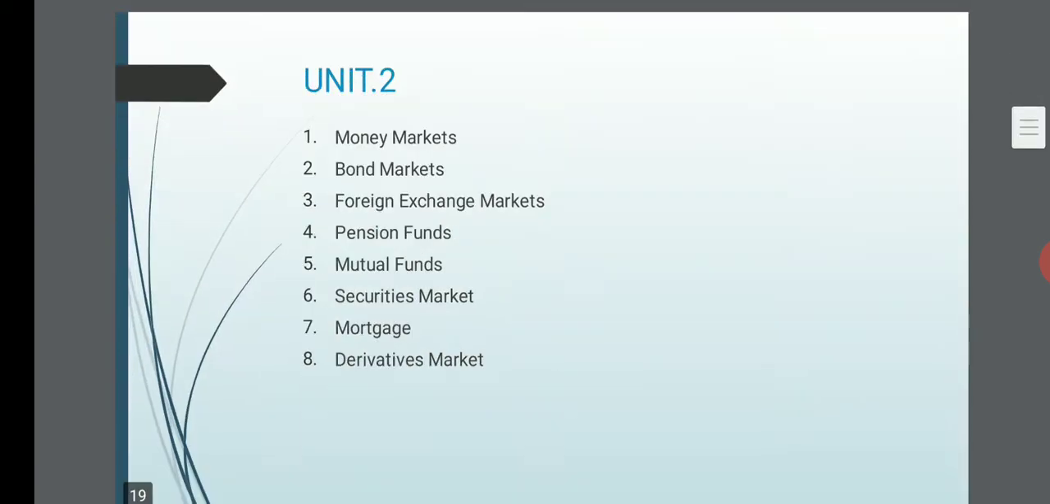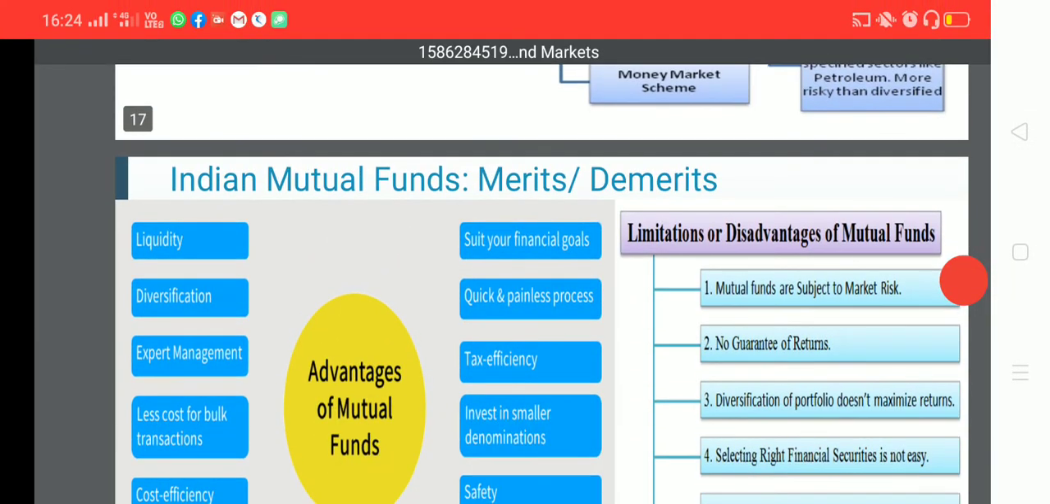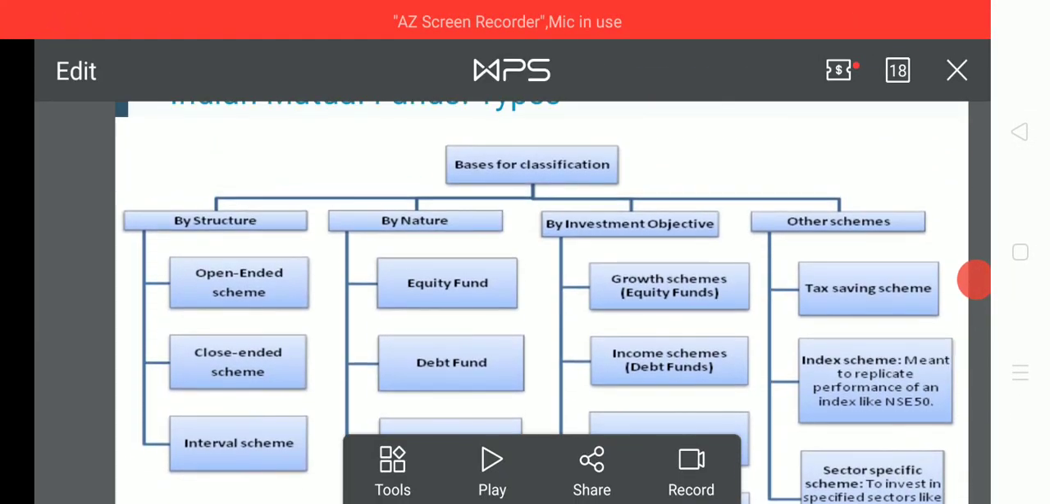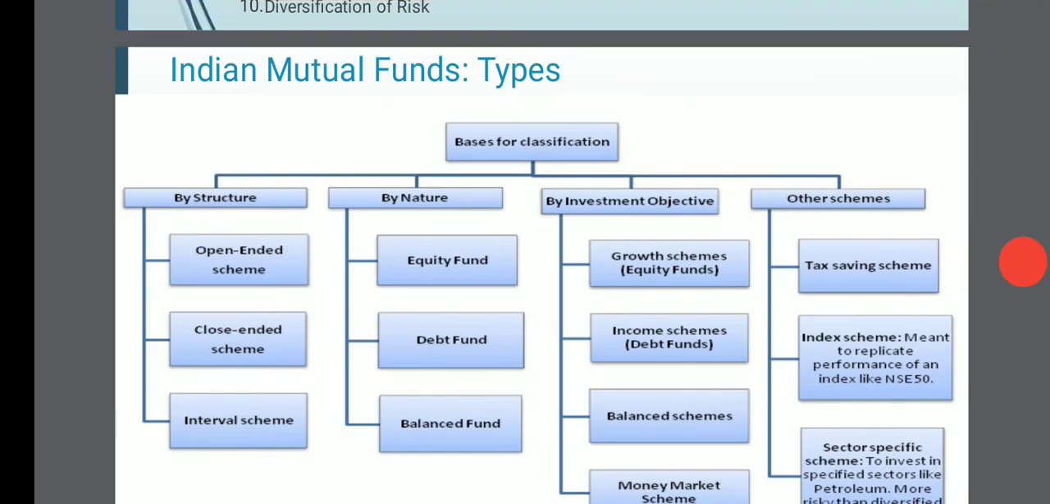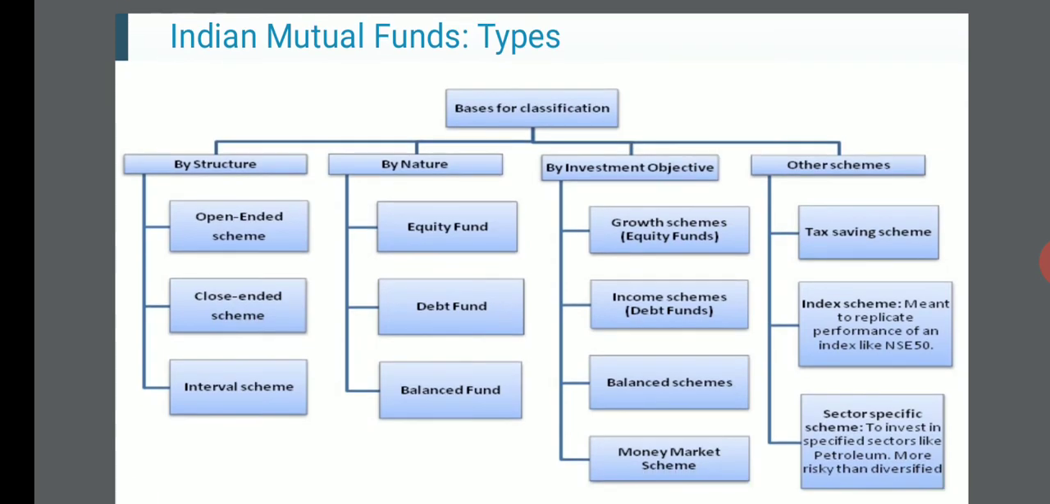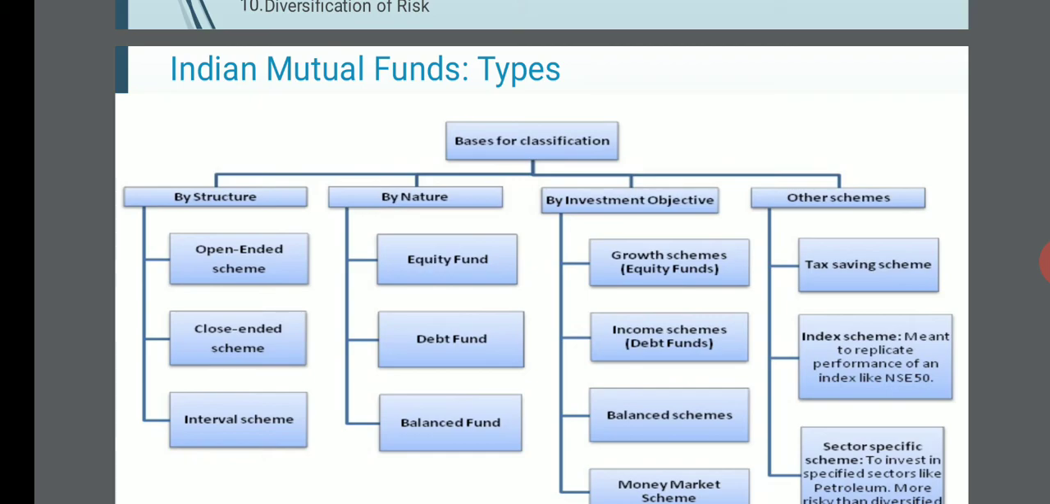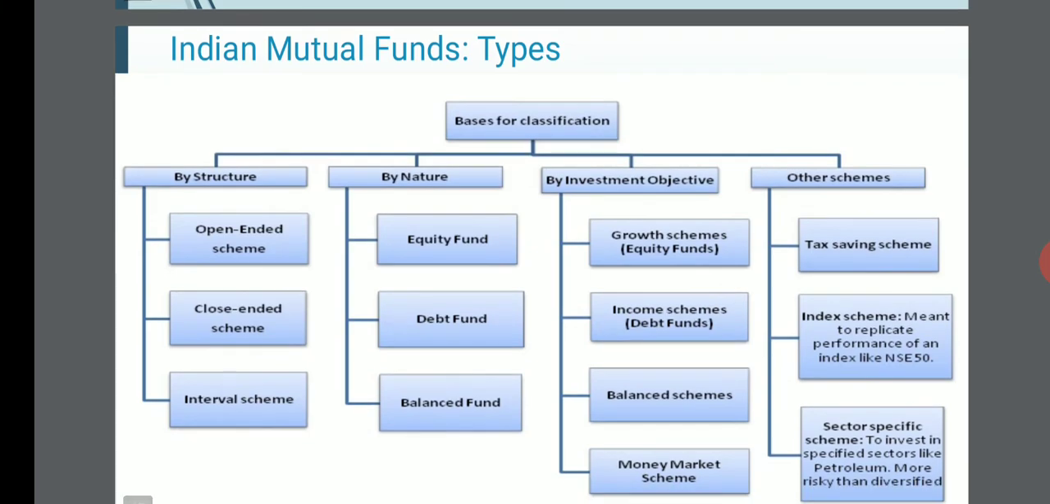If you look into Indian mutual funds, by structure, there are three types of mutual funds: open-ended schemes, close-ended scheme, and interval scheme. Open-ended schemes are open for subscription throughout the year. Close-ended funds do have some opening date and closing date, and interval schemes are open within some interval time. By nature, equity fund, debt fund, and balanced fund. Equity funds are the funds which invest in the equity market. Debt funds are the funds which invest in debt instruments, and balanced funds have component of both equity and debt.